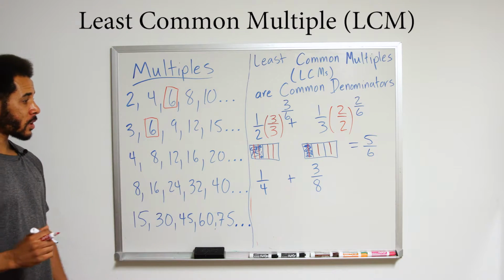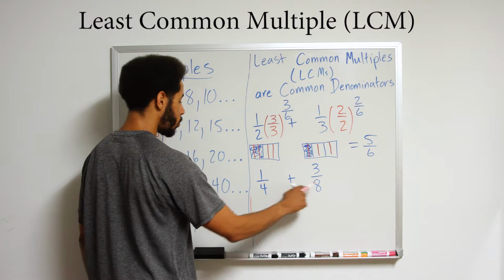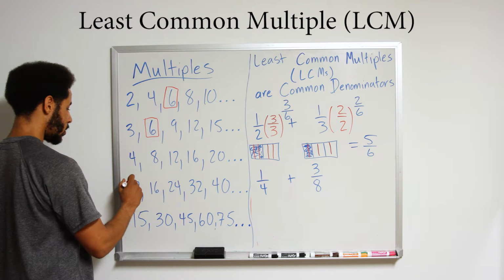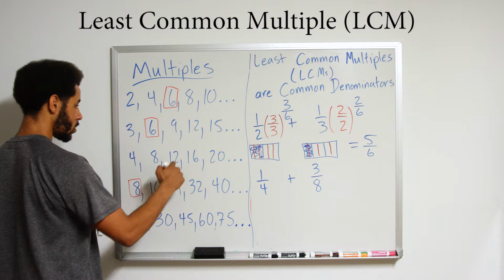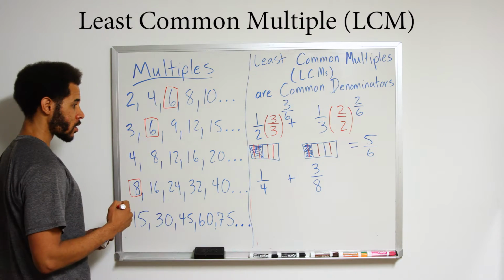Similarly, 1/4 and 3/8. What makes this problem a little bit easier is 8 is our common denominator. It's our least common multiple of 8 and 4, as we can see. Actually, every multiple of 8 is just every other multiple of 4. This next one would be 24, as we see right here.